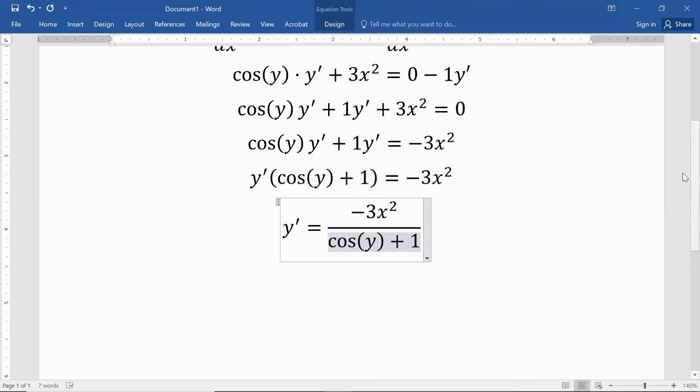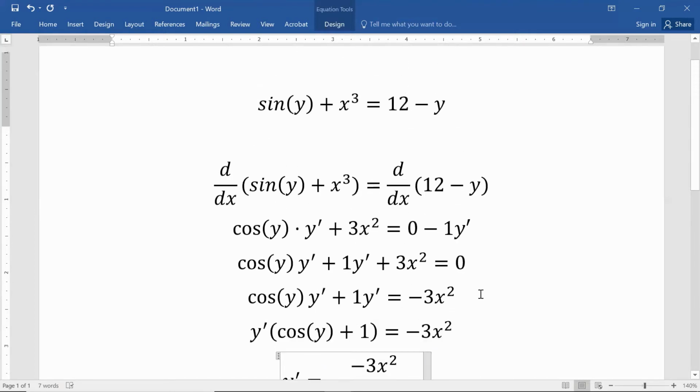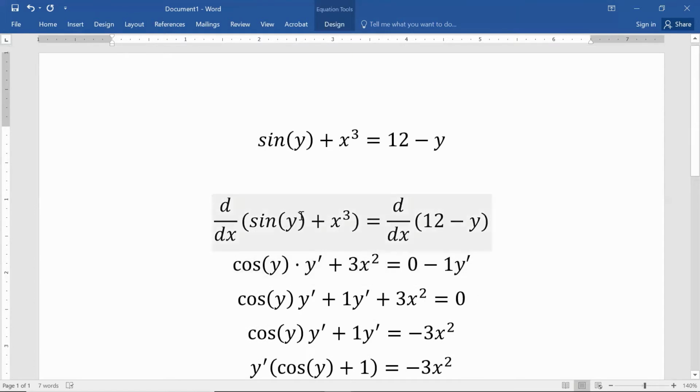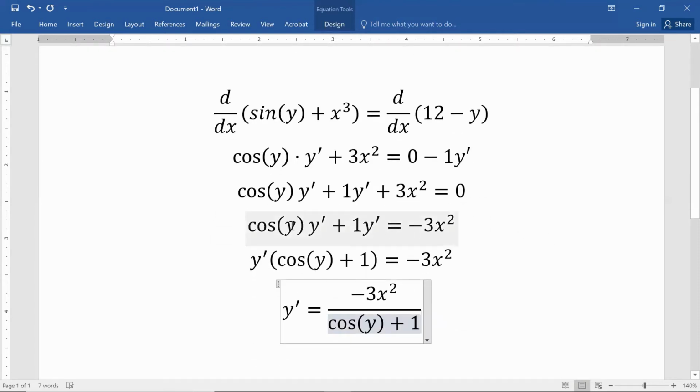Again, that's not an explicit derivative for any x, but if I know a point on that graph, then I can plug it in here and figure out what the slope of the tangent line is at that particular point. So that's the technique: use the chain rule, viewing y as an inside function, and then try to get all the y primes on the one side, factor it out, and then divide.